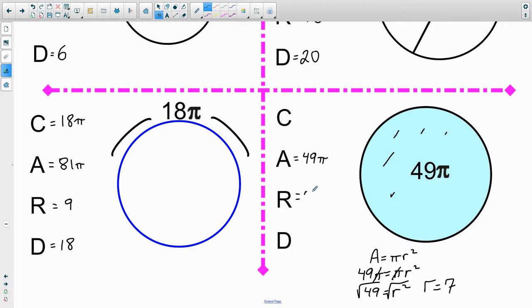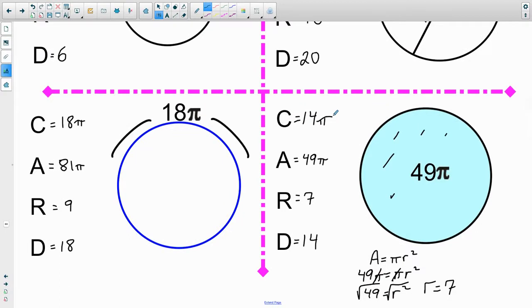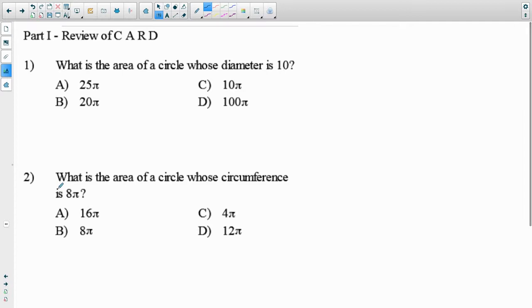I know you could have done that in your head, but it's just something you're going to see me do a lot in the very near future. And if the radius is 7, my diameter is 14. And if my diameter is 14, my circumference is going to be that same number times pi. So this is kind of old school math, and just to practice this a little bit more and how you might see it in the near future, let's just do a review of carding up here.